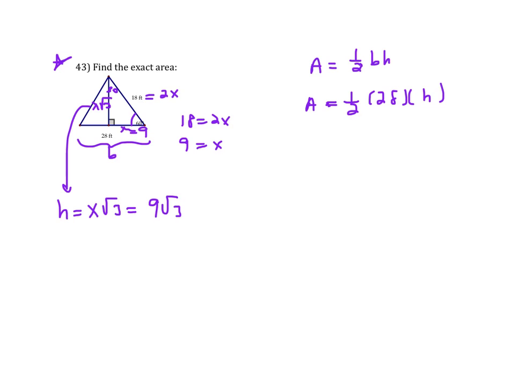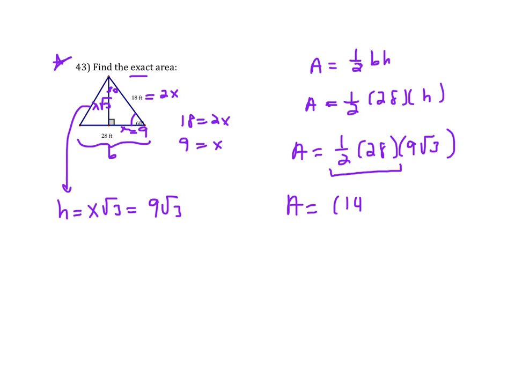Okay, when we plug that into our formula, we have area equals 1/2 times 28 times 9 square root of 3. Now, the directions say to find the exact area, so you don't want to type everything into your calculator, but instead do this in steps. 1/2 of 28 gives you 14, and then we're going to multiply it by 9 square root of 3. Again, don't go to your calculator except to do 14 times 9. That part you can do in your calculator.